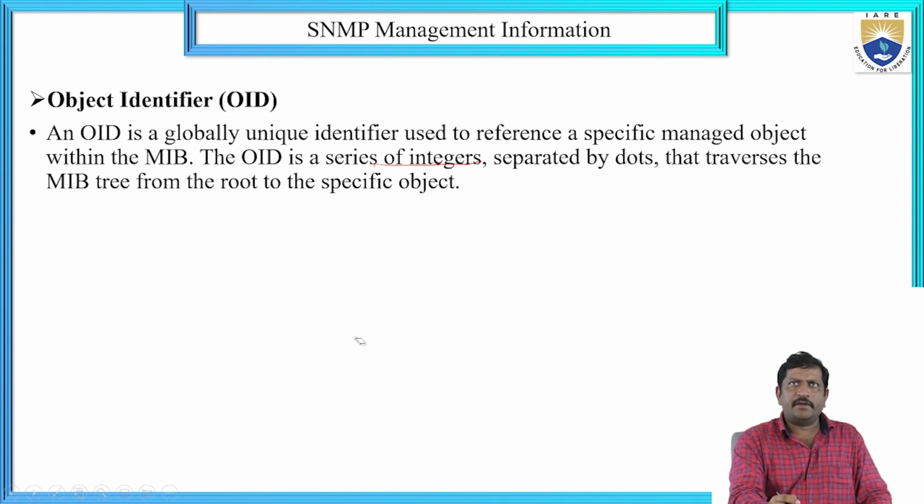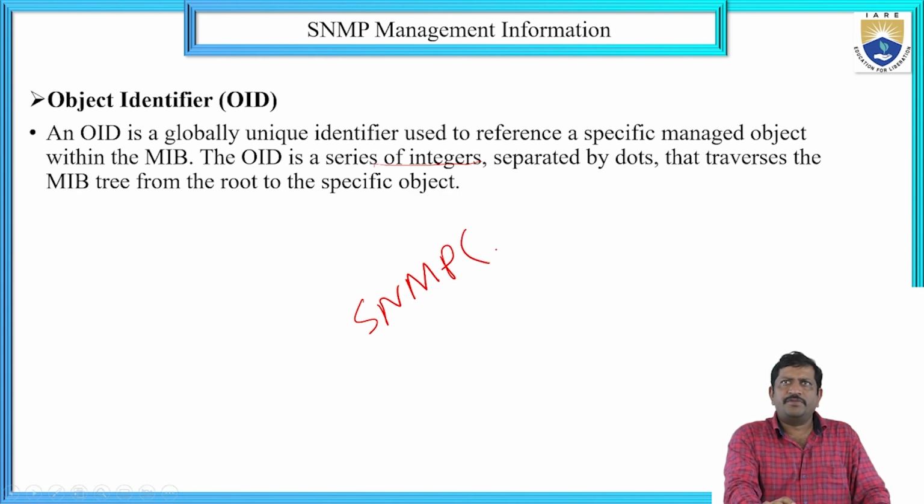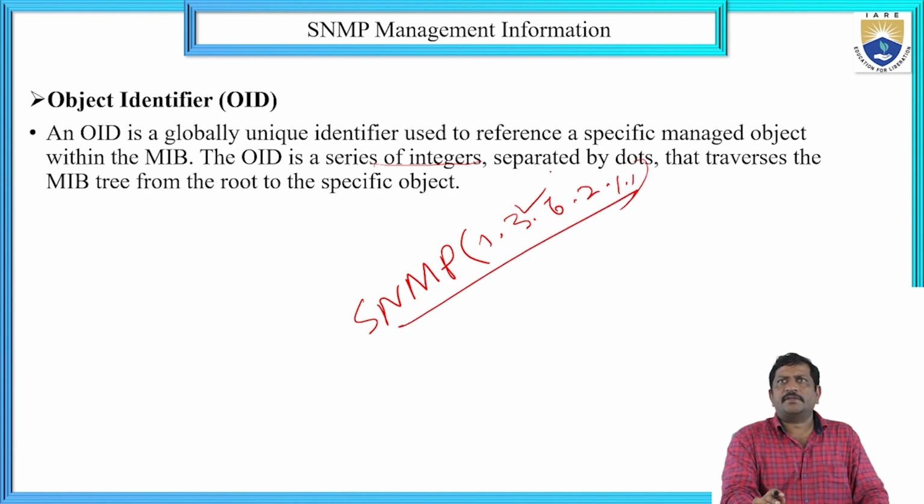For example, if we take SNMP, here is the object. Now we are identifying the objects as a series of integers, like 1.3.6.2.1.1. Each and every object is identified as a number separated by a dot. By separating with the dot, we can identify each and every object.